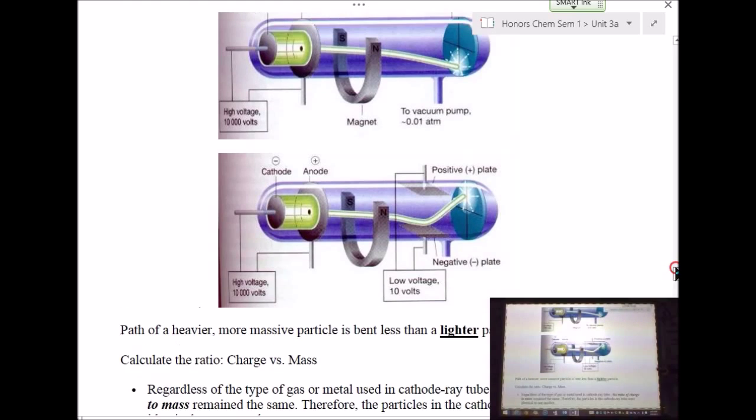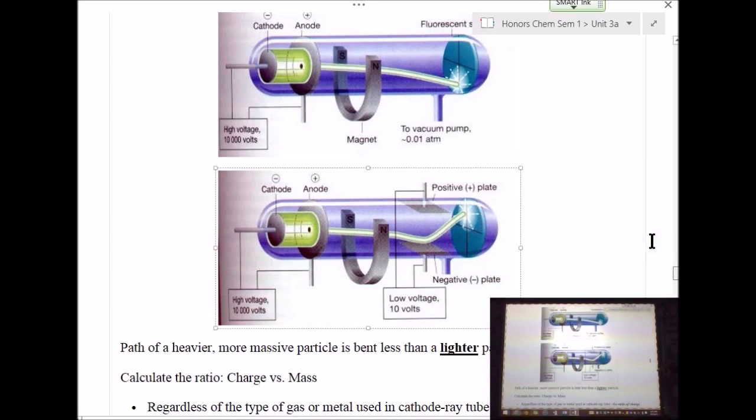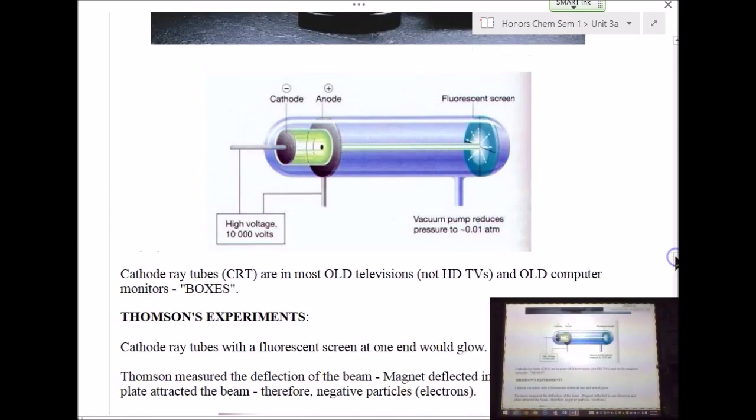All right, and so he noticed that the particle beam, as it went from the cathode to the anode, was a pretty fast-moving particle. And as he stared at this thing more and more, he noticed that there was another particle moving in the opposite direction, this way.